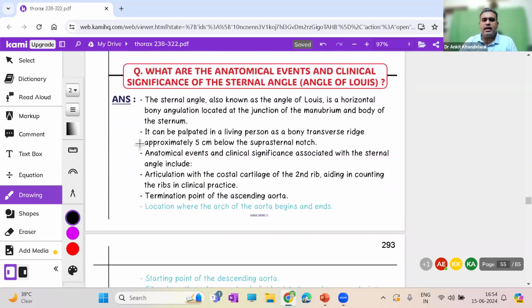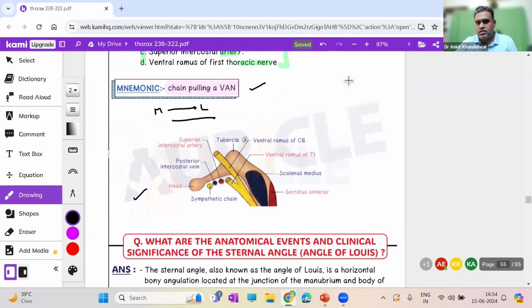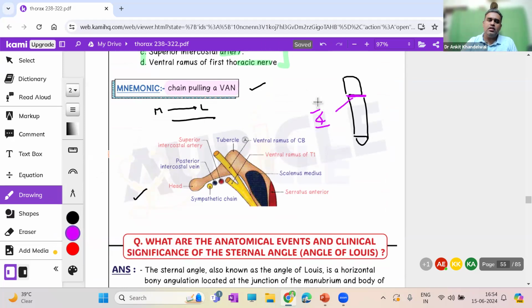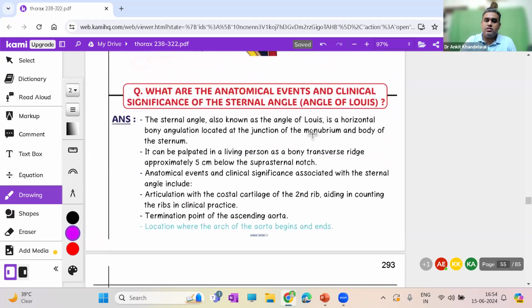Okay, now comes the sternal angle. What was the sternal angle? If we recall, this was the manubrium sterni, that was the body of the sternum, and this over here, guys, was our sternal angle. I hope you remember it, right? Now, it is so important clinically, as there is a lot happening around the sternal angle.